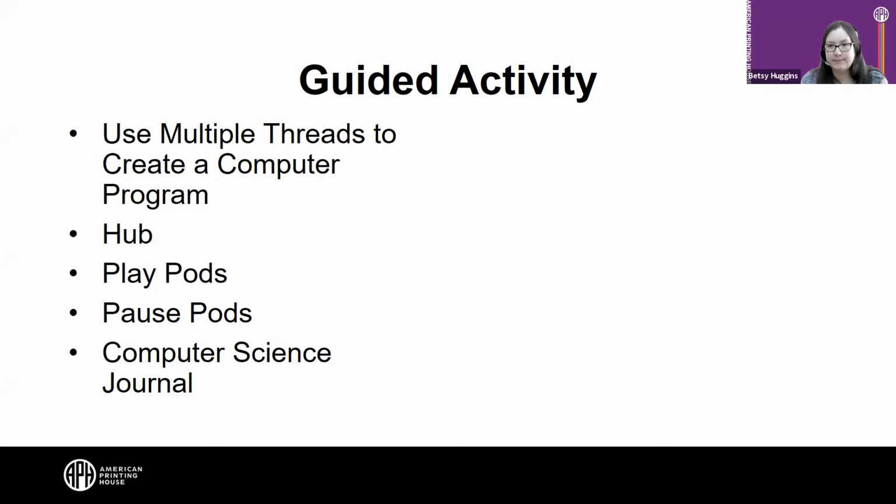All right. So this guided activity used multiple threads to create a computer program, and it included the hub, which was the heart, Bluetooth. You can connect up to four different threads, so we could have had four different sound sets going on at that time. A play pod, which allowed us to control what sound and the rate at which the sound was played. A pause pod, which interrupted the commands themselves and allowed us to adjust by beats. And then you saw us talking about the computer science journal.